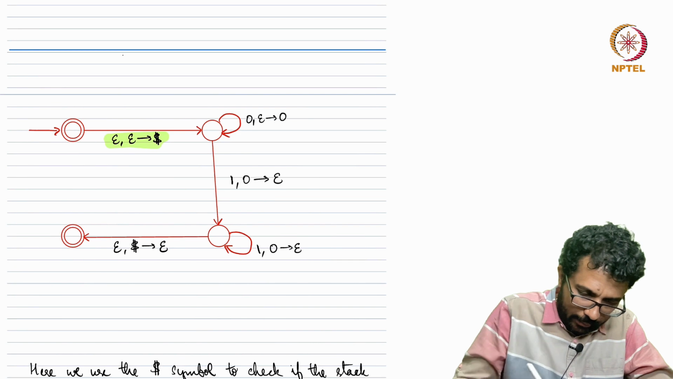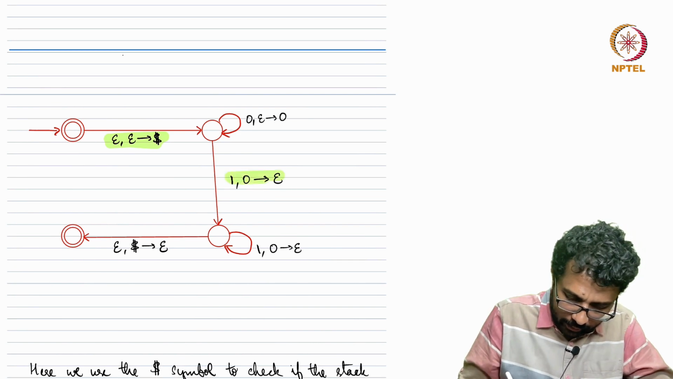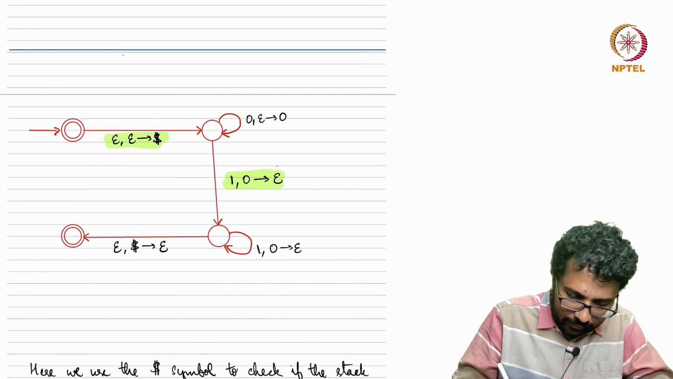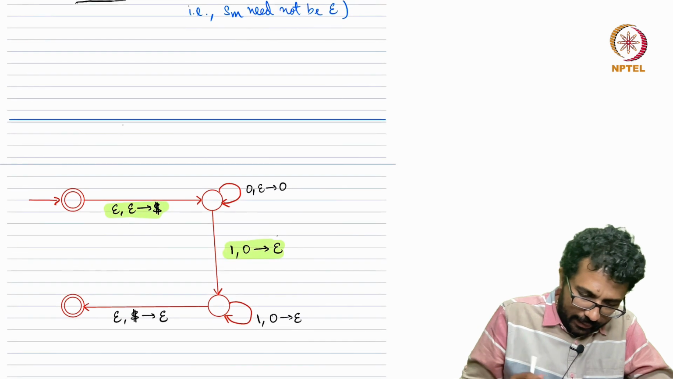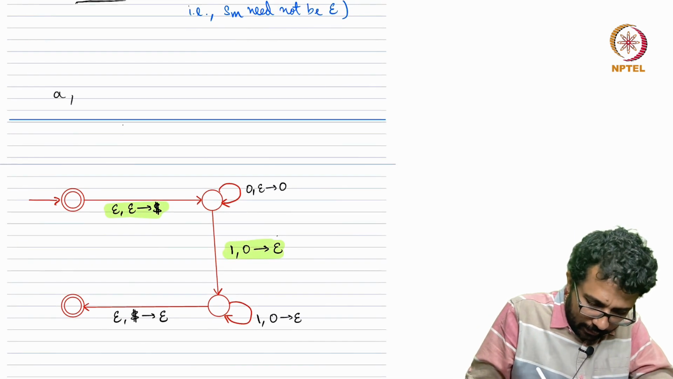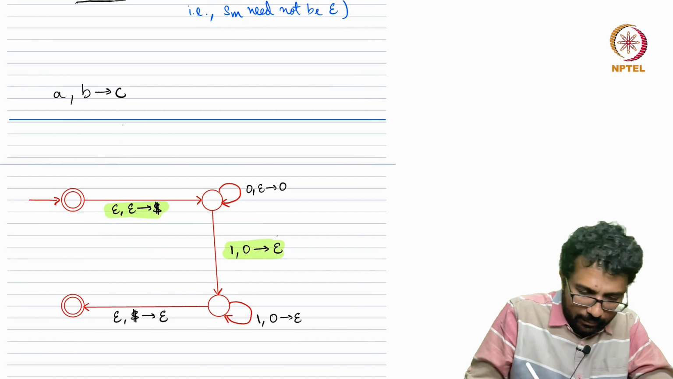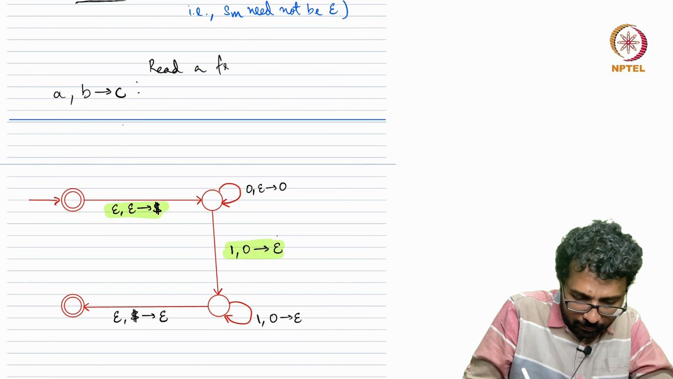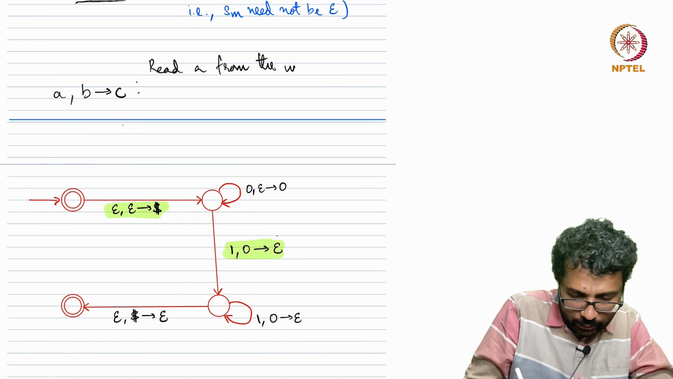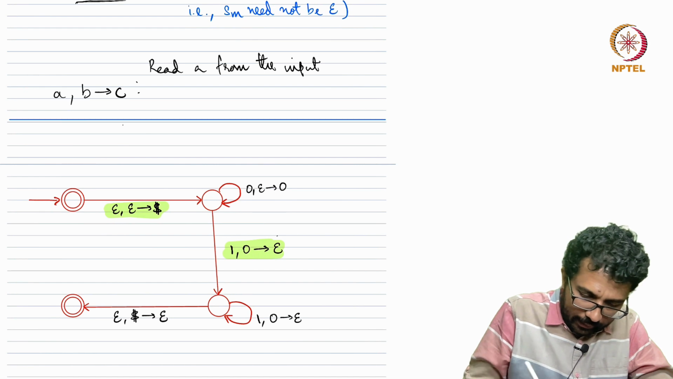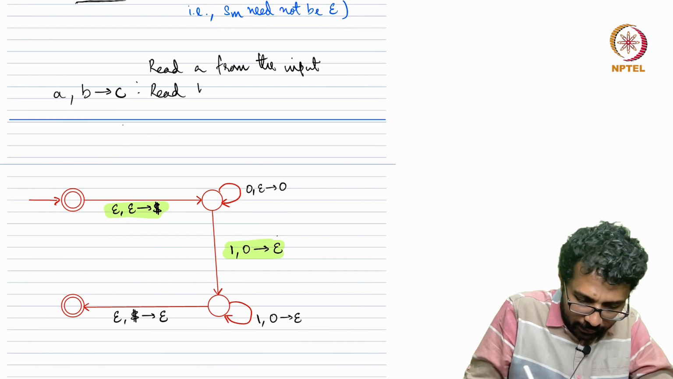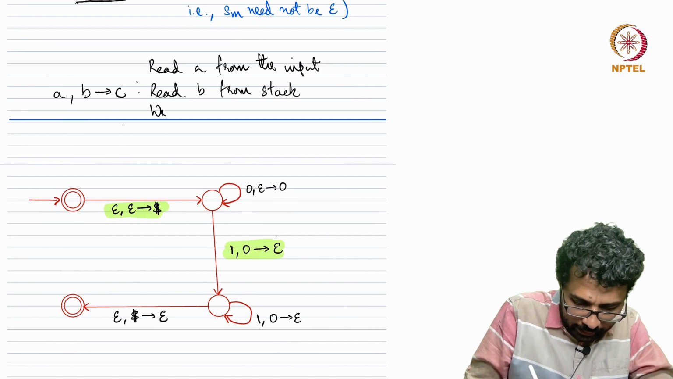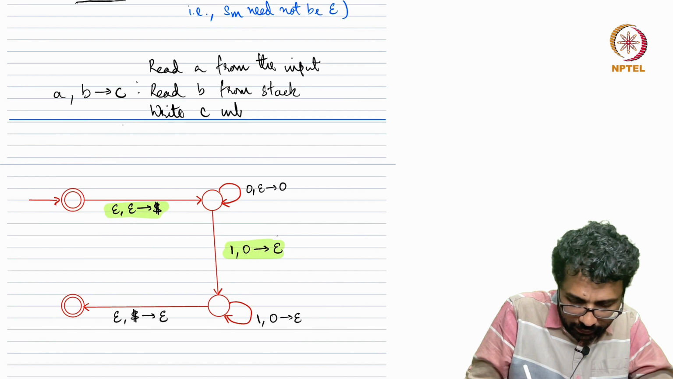Maybe I'll explain this one, because here there are 3 different symbols. Maybe I'll just write here A, B goes to C. This means read A from the input. When I say input, it's the actual input, not the stack. And read B from the stack and write C into the stack.